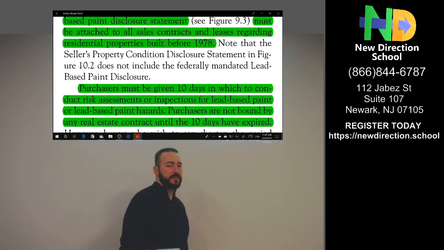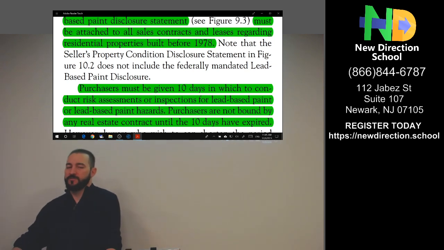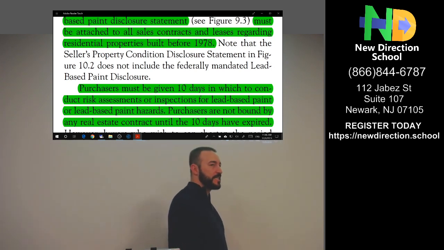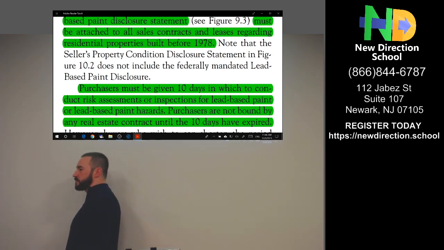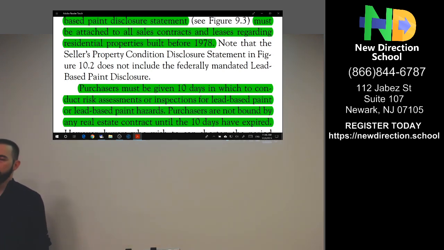Now, purchasers must be given 10 days in which to conduct risk assessments or inspections for lead-based paint or lead-based paint hazards. Purchasers are not bound by any real estate contract until the 10 days have expired. So you must be given 10 days to conduct assessments. Now my question is, who enforces or who makes sure that those 10 days are being respected?